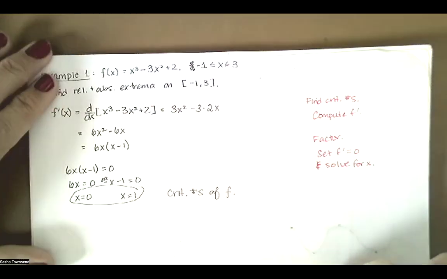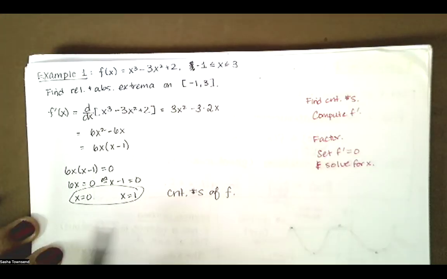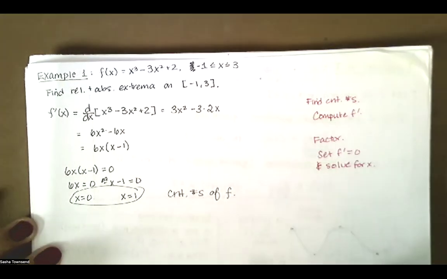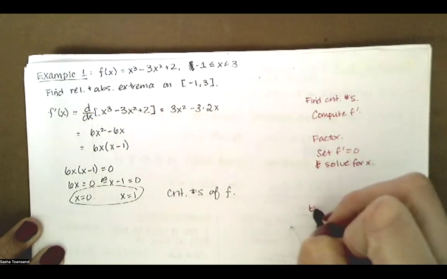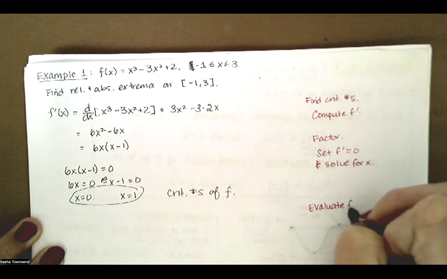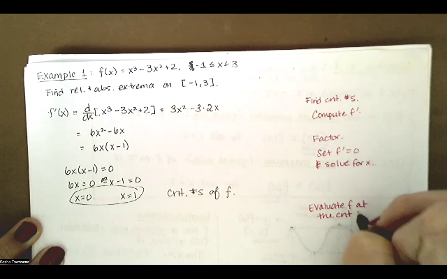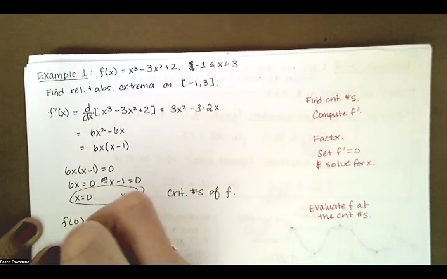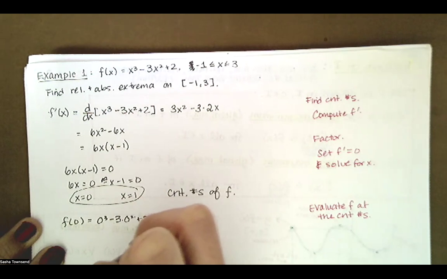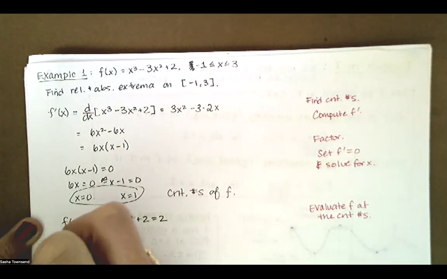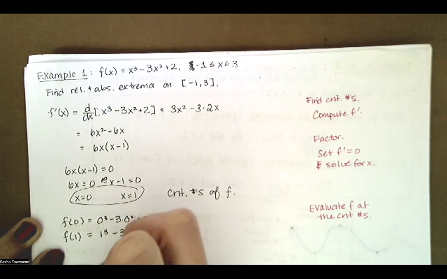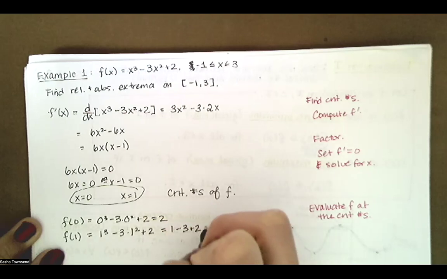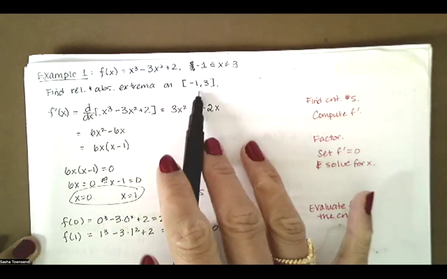Now, if I want to find the relative and absolute extrema of a function on an interval, I find the critical numbers and I evaluate the function at the critical numbers to find the y values there. And then I also evaluate the function at the endpoints. So we need f of 0. That's 0 cubed minus 3 times 0 squared plus 2, which is of course just 2. We want f of 1, which is 1 cubed minus 3 times 1 squared plus 2. So 1 minus 3 plus 2, which is 0.